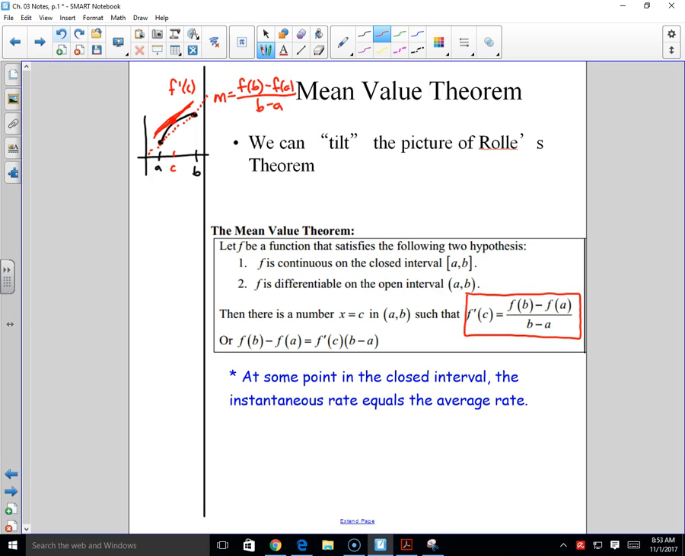So the MVT is the general one. MVT is the one that we can always use. Rolle's is just sometimes good for us to keep a special eye on.